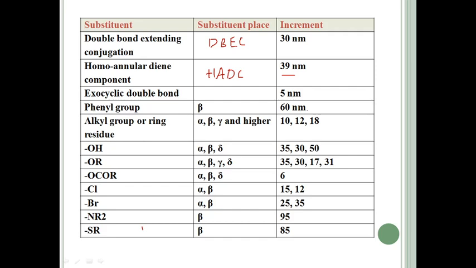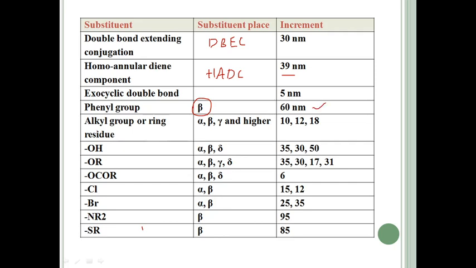For the phenyl group you have to give 60 nanometer, and the phenyl group must be located at beta position, then only you will give the increment as 60 nanometer. At beta position when phenyl group is substituted, then you have to give 60 nanometer. If the phenyl group is present at alpha position, gamma position or any higher positions, then there is no increment. For the case of beta substituent only we have to provide 60 nanometer increment. So this is the important one.